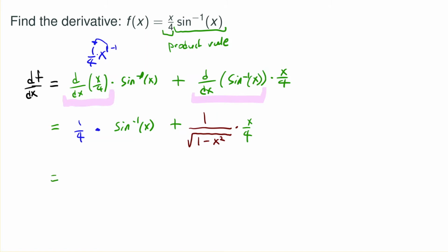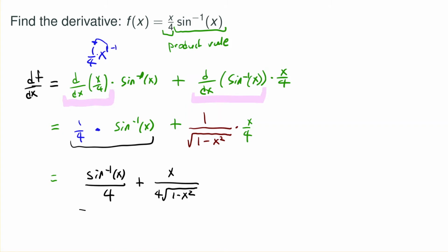So let's write the final answer in the next line. The derivative is, you can combine this, we can write it as sine inverse of x over 4 plus, we can rewrite this right here as x over 4 times the square root of 1 minus x squared. So this is the derivative of this function right here. Note that we have to use the product rule, and we also have to know the derivative of sine inverse.